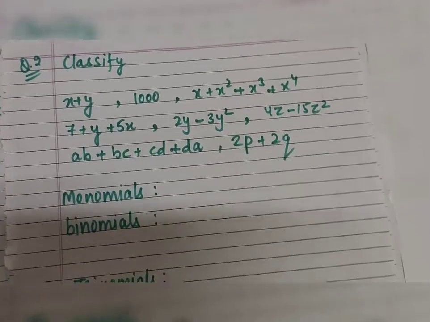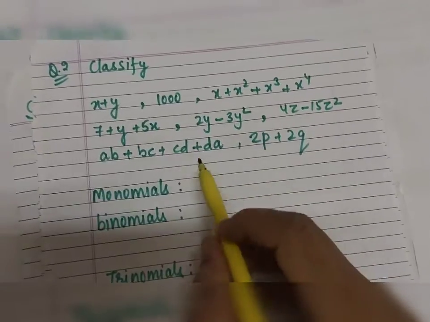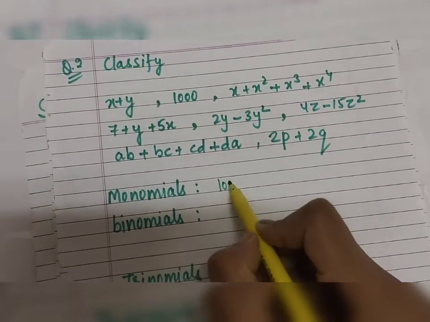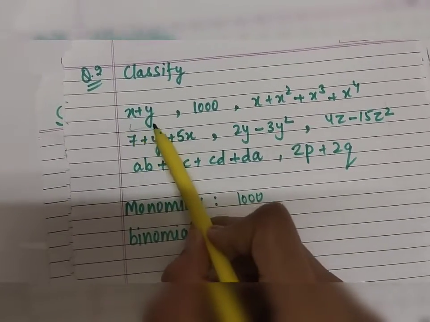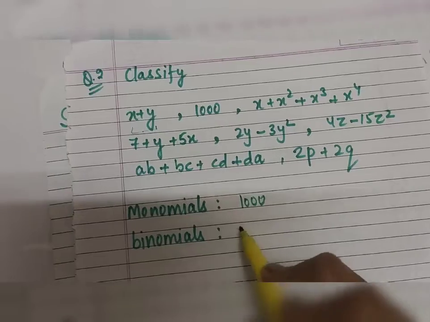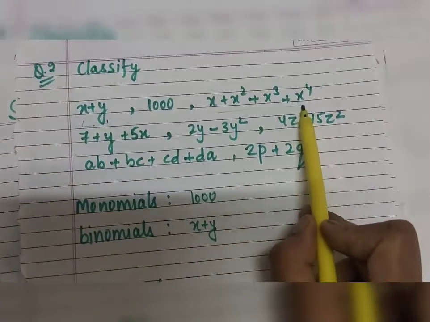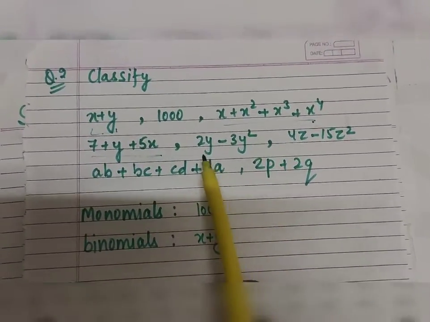Okay, so monomial means which are having a single term. So in this question we are having 1000 as a monomial. Okay, so we will search for the binomial. These are having two terms, x plus y, we will write here x plus y as a binomial. These are having 4 terms, so we will forget. These are having 3 terms, so we will leave for right now.